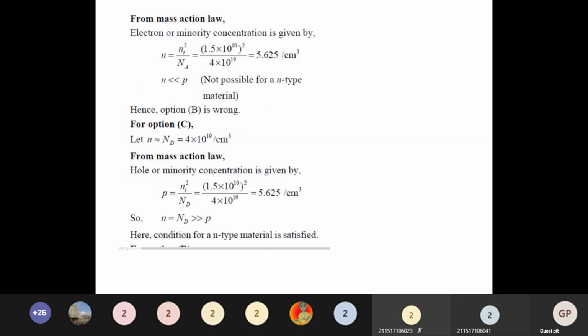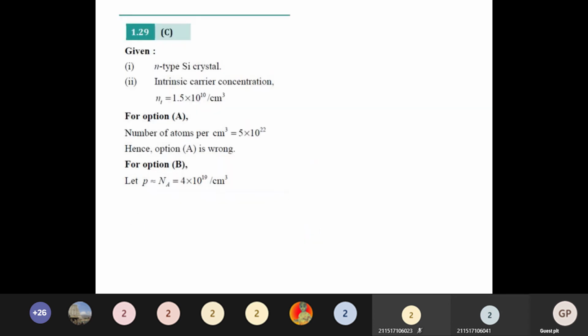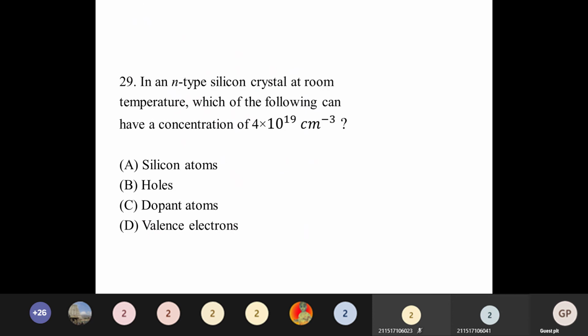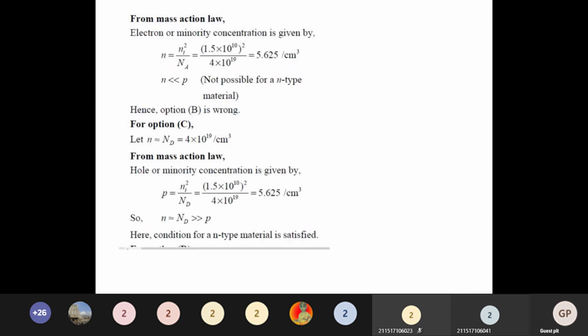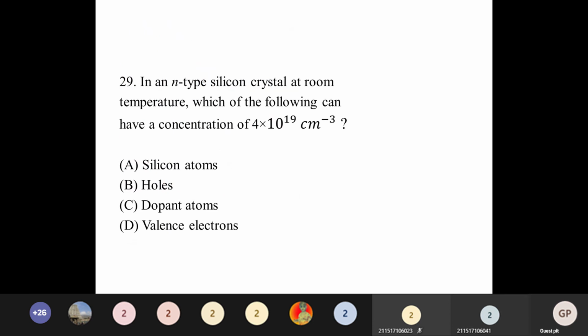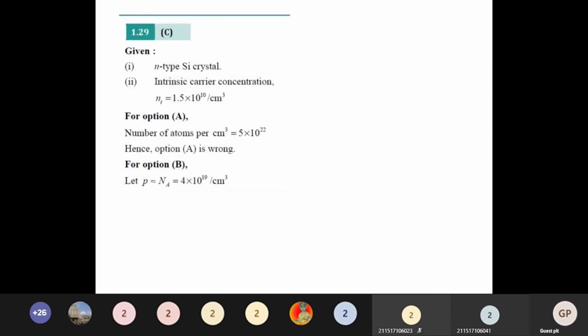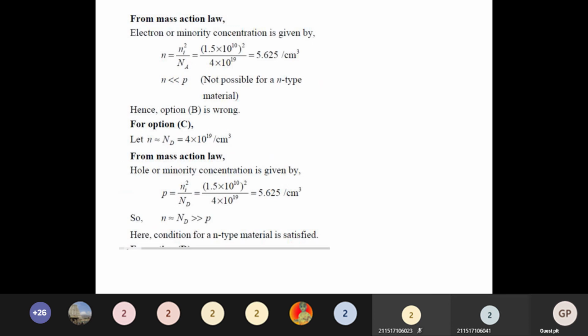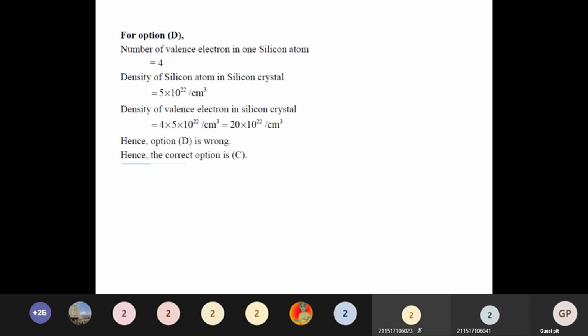The suitable answer is option C, because the material is n-type material as mentioned in the problem. For n-type material, if you need the answer 4 into 10 to the power 19, the corresponding material must be a dopant atom. Dopant means n-type material. From that we can conclude this. If they are not giving any values in a problem, we can take the standard values, not an issue.